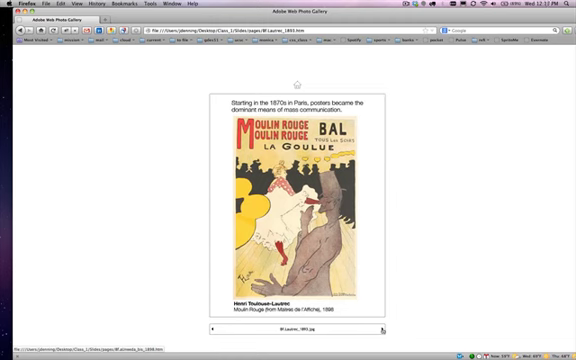So starting in the 1870s in Paris, posters became the dominant means of mass communication. So here's a poster for Moulin Rouge, and this was designed by Henri Toulouse-Lautrec, and he was a famous artist slash designer at the time, and he designed a lot of these posters. And this was the primary means of advertising back then.